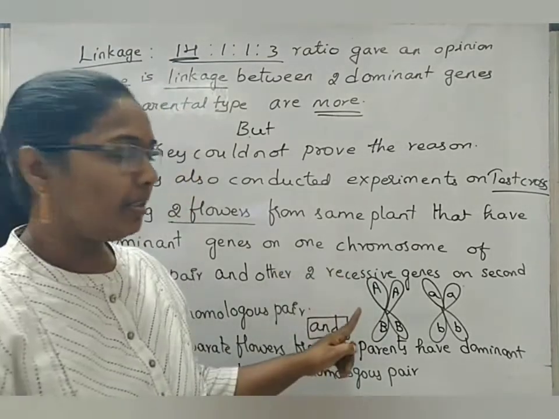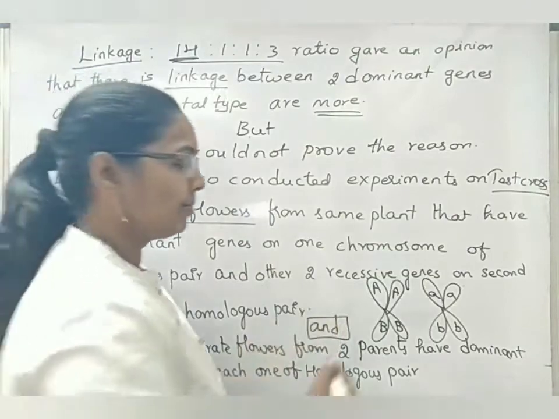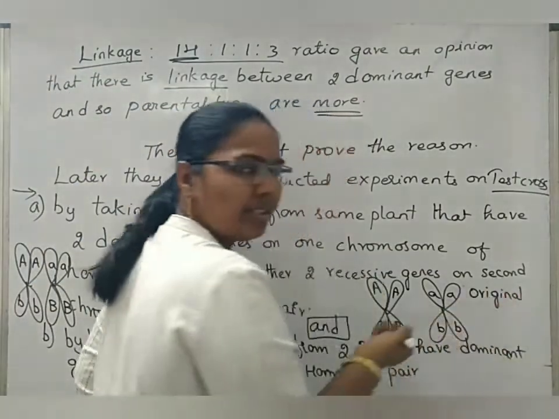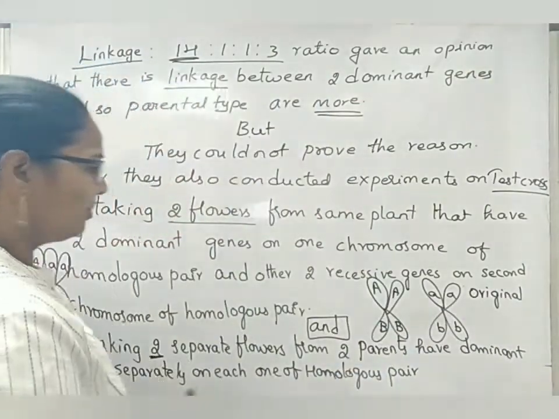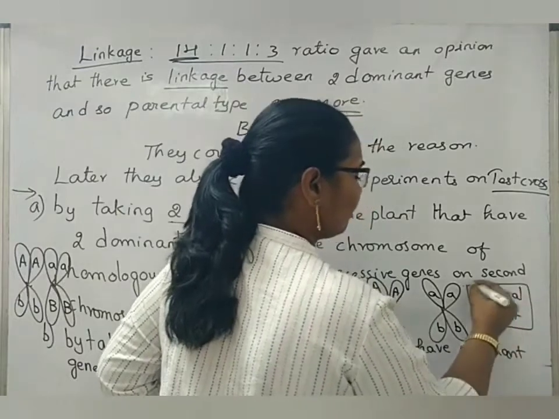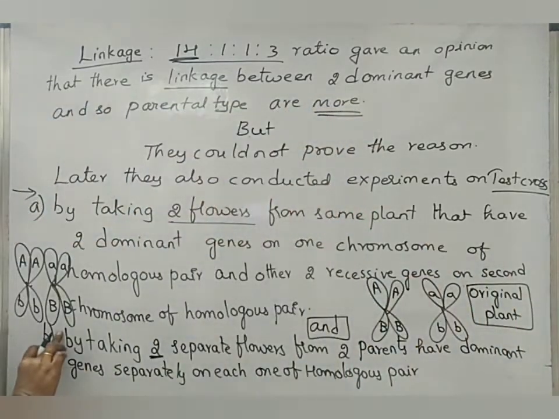Here we can consider the first experimental flowers as purely original flowers, because naturally we see such types of flowers only. The original plant we can consider. The second experimental flowers, according to the dominant allele distribution, we can consider as crossed flowers, that is, obtained in the F1 generation. Crossed flowers that have dominant alleles on 2 different chromosomes.